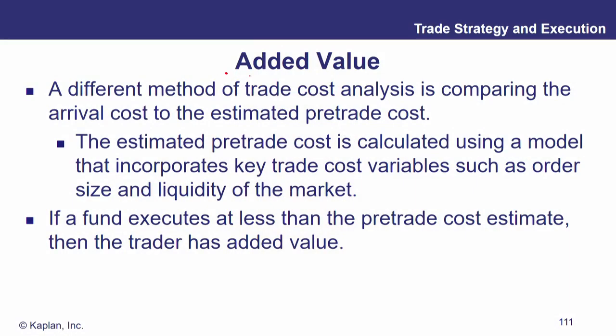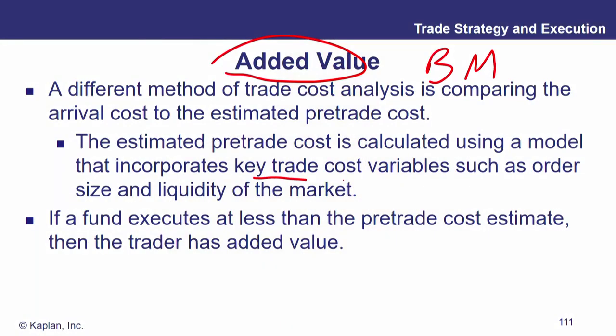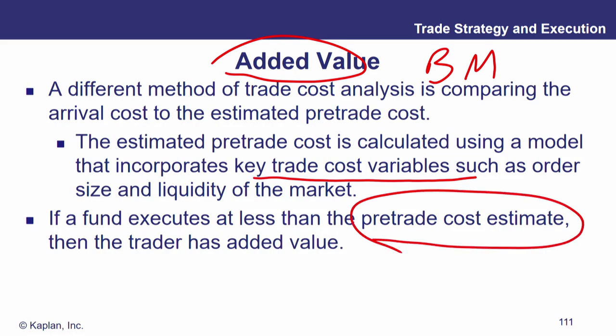Okay, so let's look at added value. So we can actually play around with benchmarks. What if we use a nice trading algorithm or a new trading program that we have, and I can use a model that incorporates key trade cost variables? Maybe it factors in order size or liquidity or some other factor. So if a trade executes less than this pre-trade cost estimate that we are expecting, then the trader added value. So again, we're just moving around benchmarks. And there's no right answer. The firm can actually decide whatever benchmark they want to analyze against.